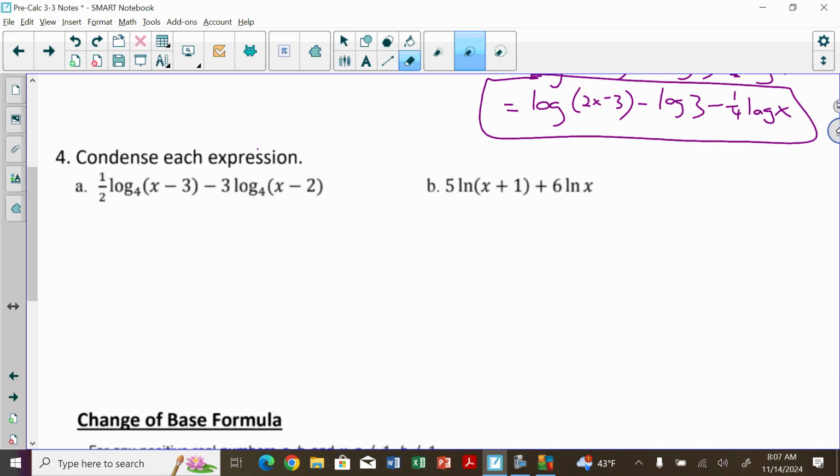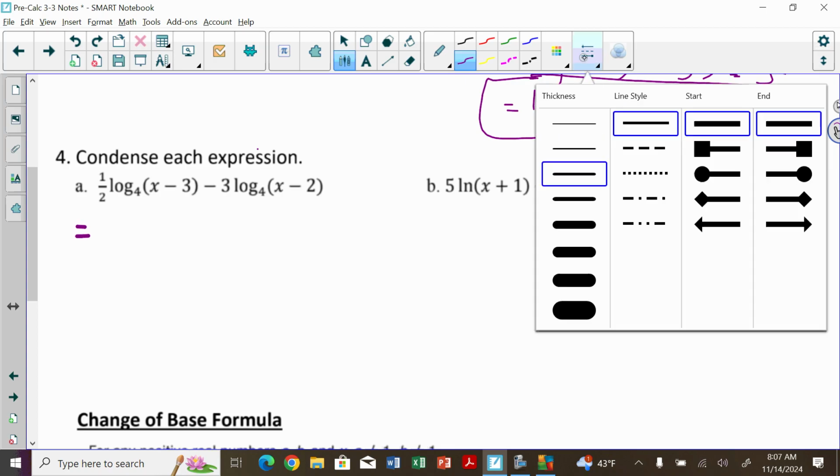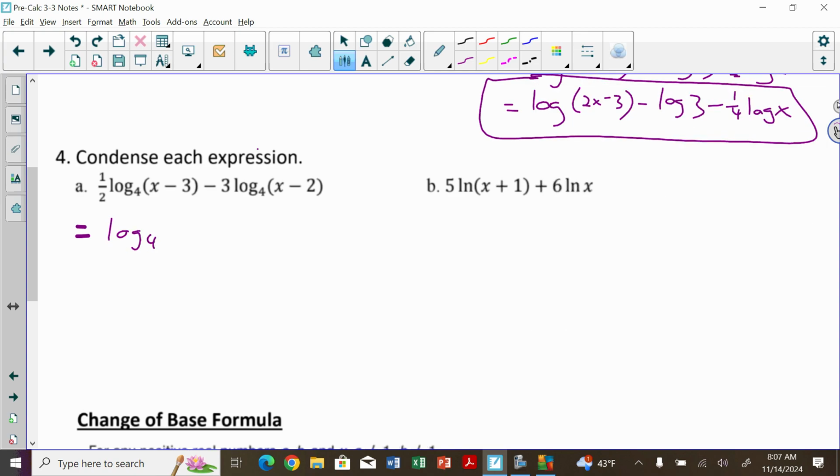All right, so here what we see is, the first thing I'm going to do is go backwards, go the other direction. In this case, I'm going to write the 1/2 as a power, so I'm going to have log base 4 of (x minus 3) to the 1/2 power. I'm just going in reverse from what we did in the previous examples. And then I'm going to take this 3 and move it up here as well, so it'll end up being minus log base 4 of (x minus 2) to the 3rd power.